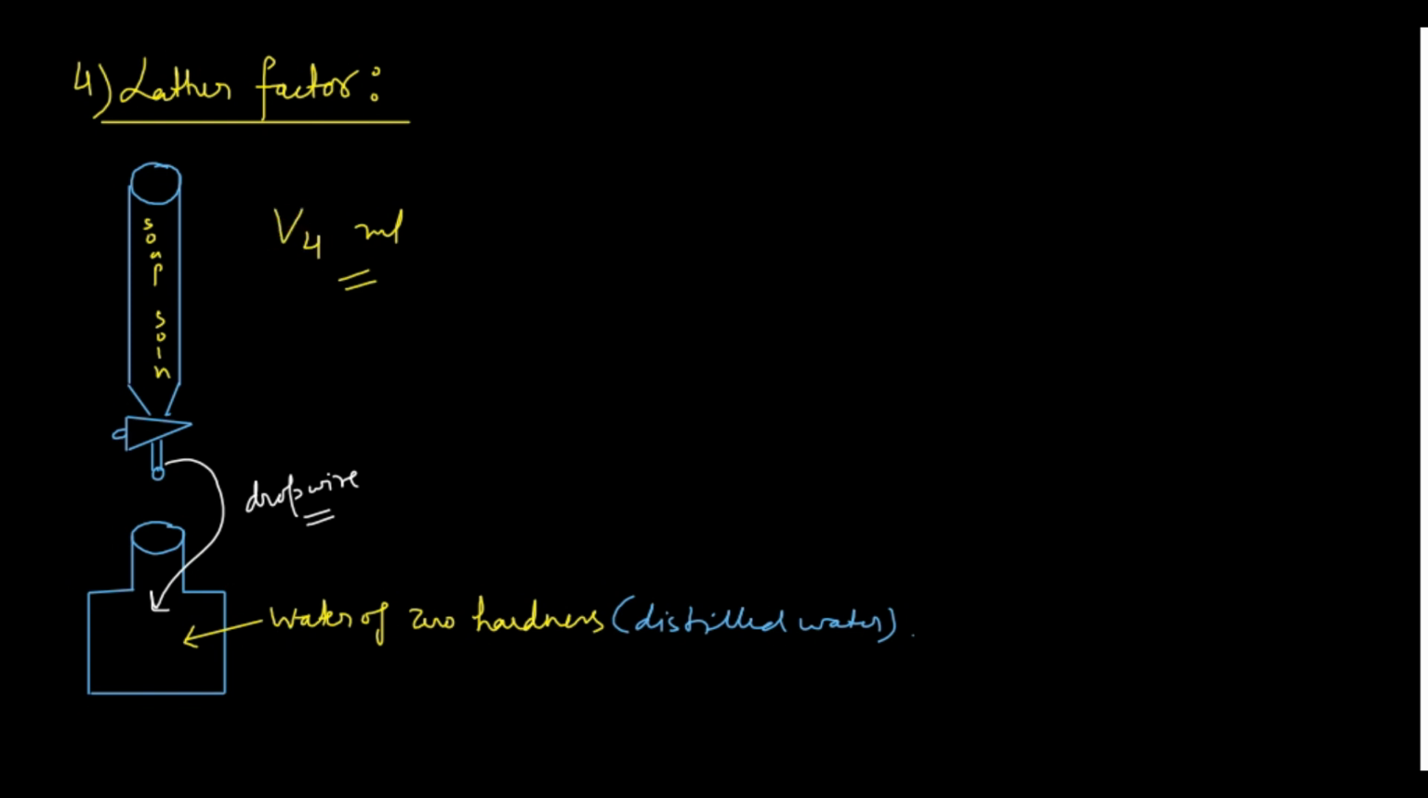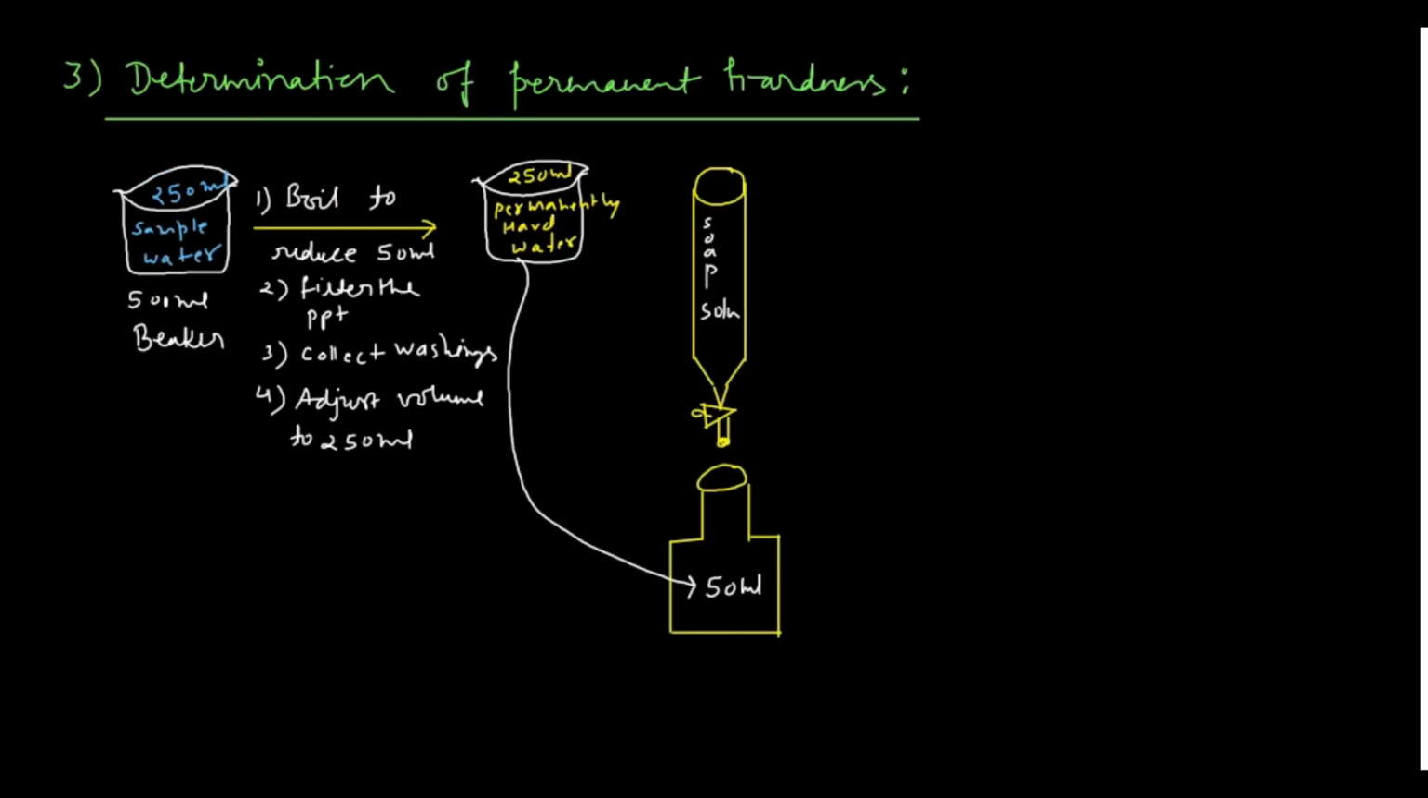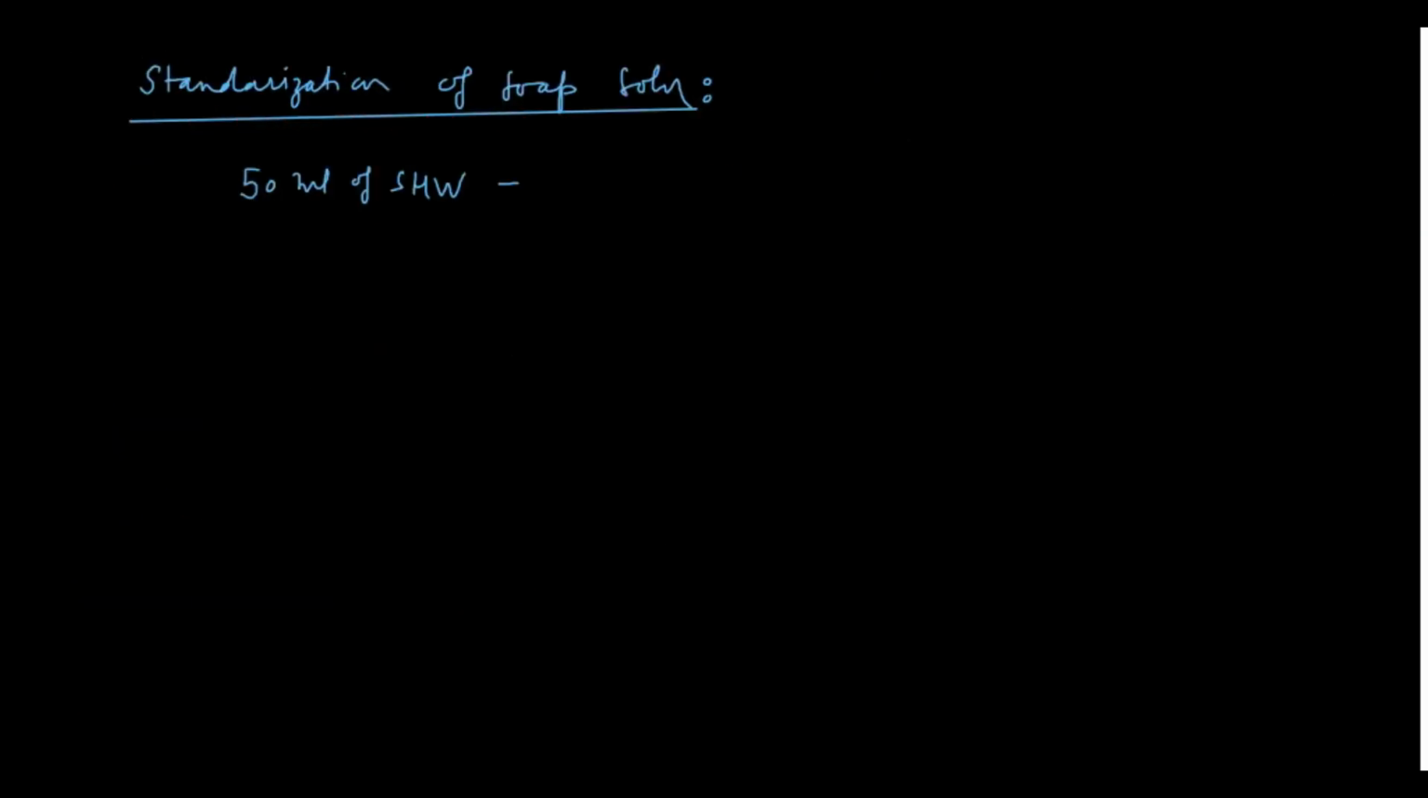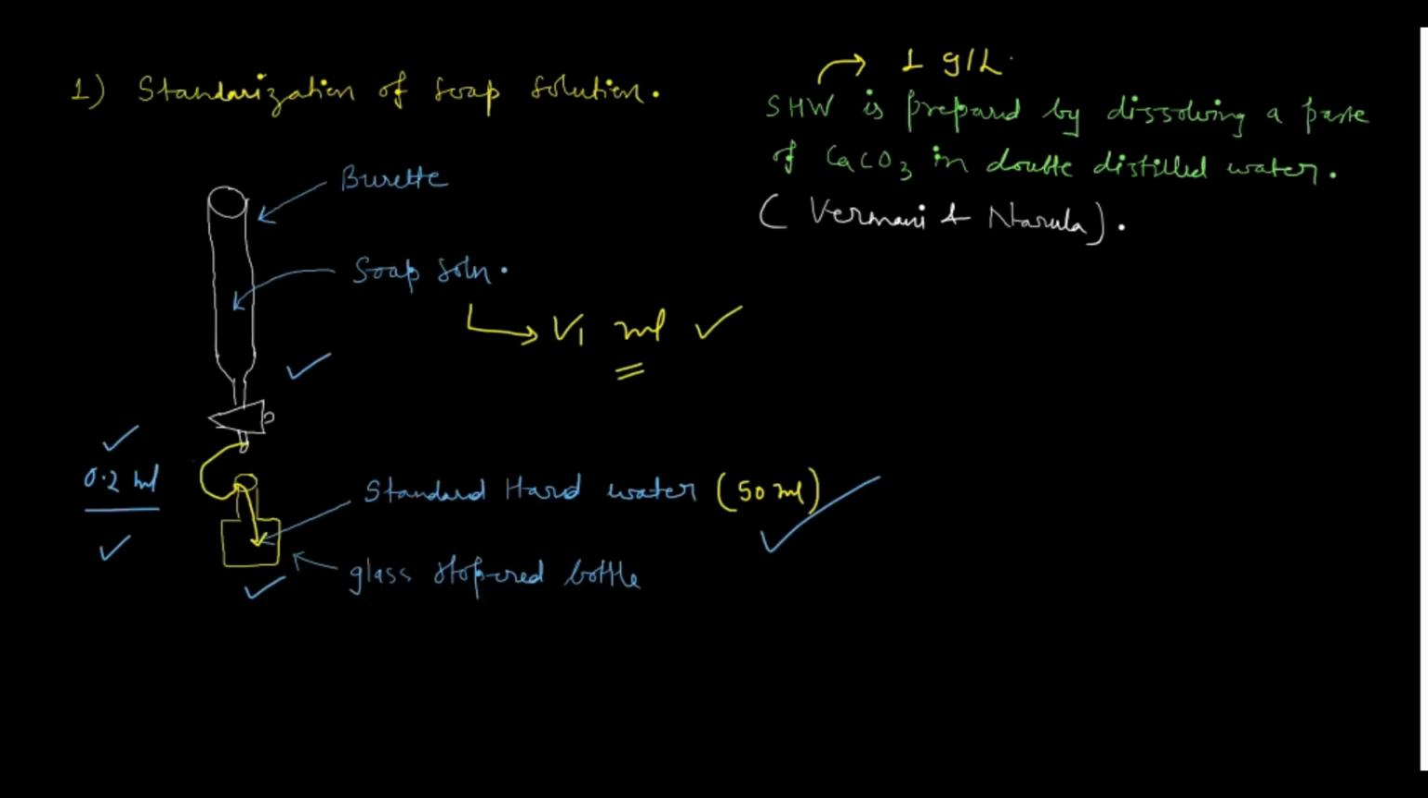Now I am moving back and I am going to the first slide. I have come back to this particular slide, standardization of the soap solution. And if I go back, you see here, for the standardization I have taken 50 ml of the standard hard water. That means whatever the V1 ml of the soap solution this water sample consumed to precipitate all the hardness causing substance and to give the lather, is actually equivalent to the 50 ml of this, right?